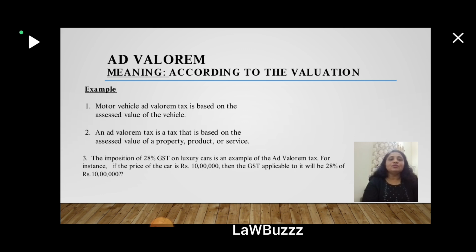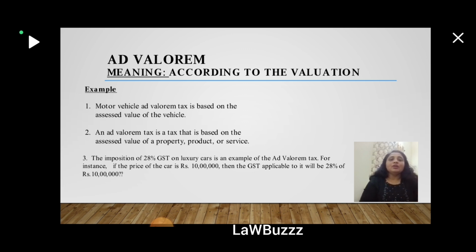Okay, so the next example is that an ad valorem tax is a tax that is based on the assessed value of a property, product or services. Self-explanatory, right? So ad valorem is a tax that is based on the assessed value of the property. What is the value of the property? According to that is the tax. It can be a product or it can be a service. According to that, the taxes will be paid.